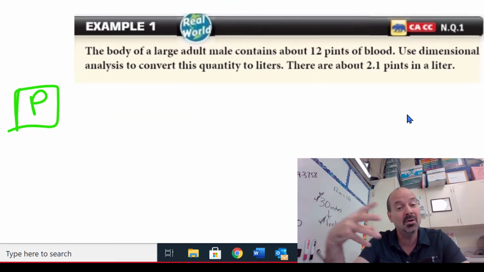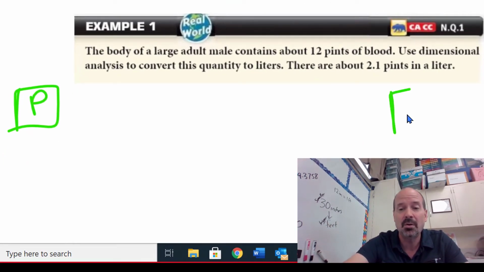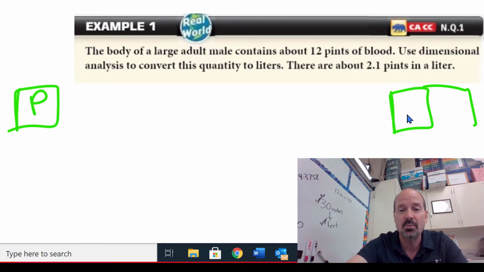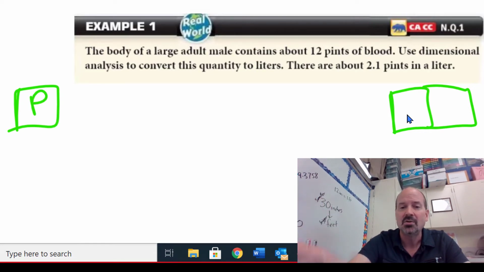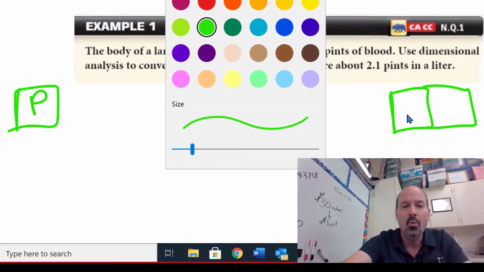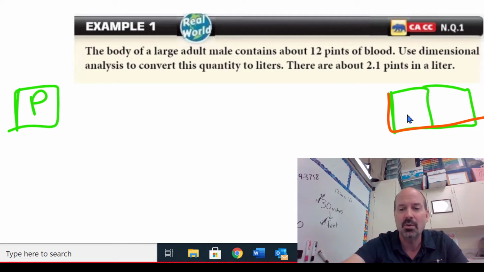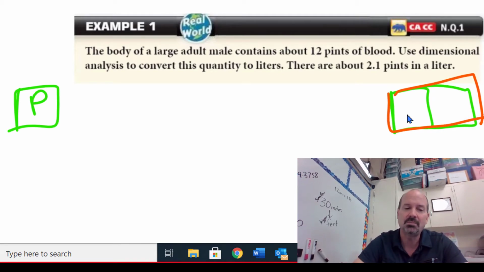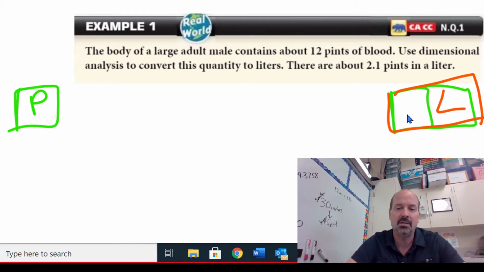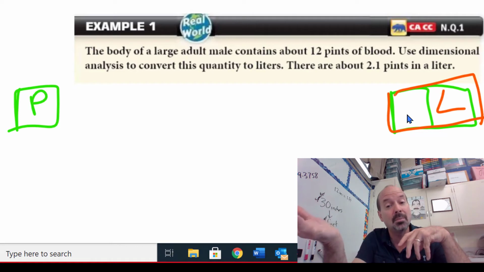Are liters bigger or smaller? Well, it says there's 2.1 of these P's. I'll draw two boxes that are about the same size. There's two of those in one of the liters, actually 2.1, so it's a little bit more. So which one's bigger, the liter or the pint? Well, the liter's bigger. So since I'm putting small things into bigger packages, am I going to multiply or divide?